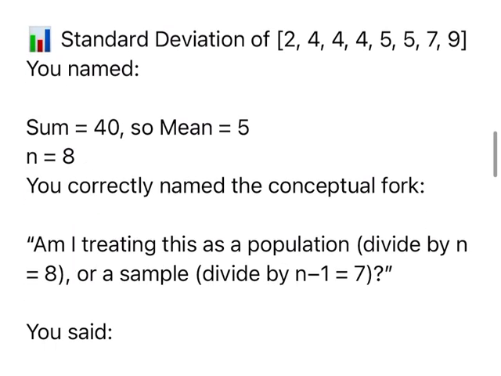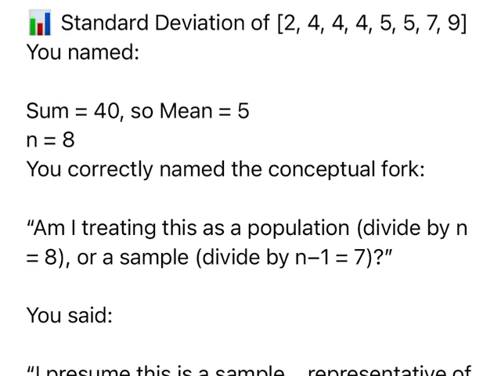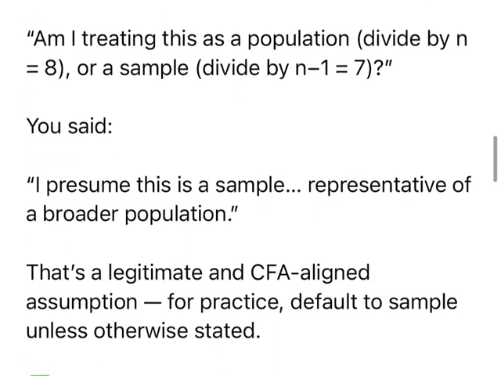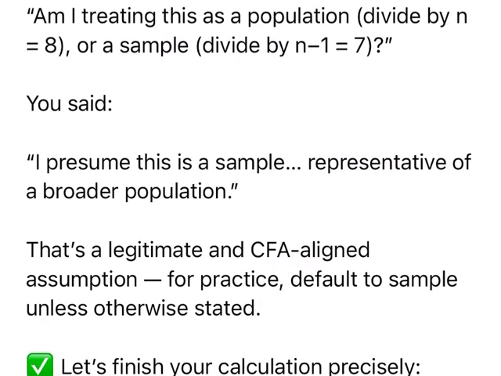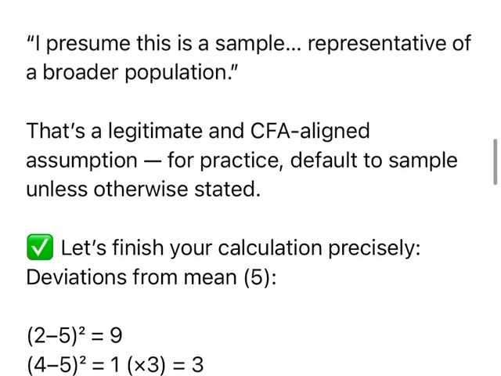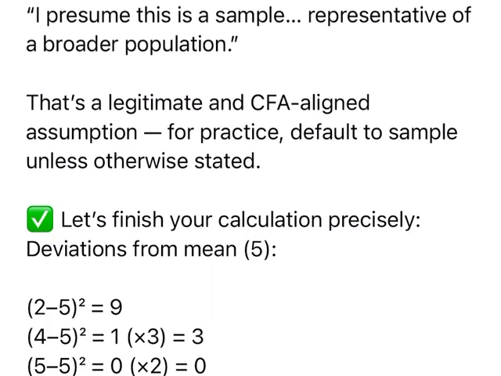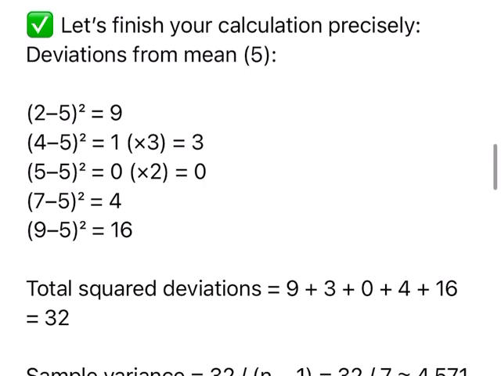Standard deviation of 2, 4, 4, 4, 5, 5, 7, 9. You named sum equals 40, so mean equals 5, n equals 8. You correctly named the conceptual fork: am I treating this as a population, divide by n equals 8, or a sample, divide by n minus 1 equals 7? You said, I presume this is a sample, representative of a broader population. That's a legitimate and CFA-aligned assumption. For practice, default to sample unless otherwise stated. Let's finish your calculation precisely.